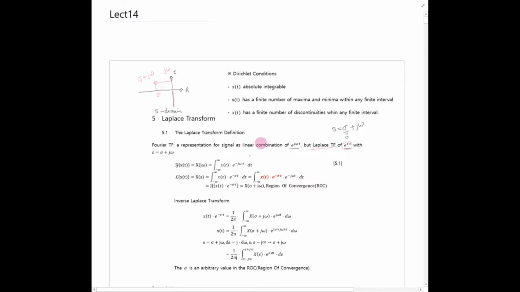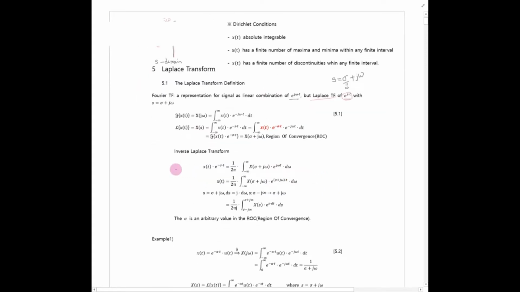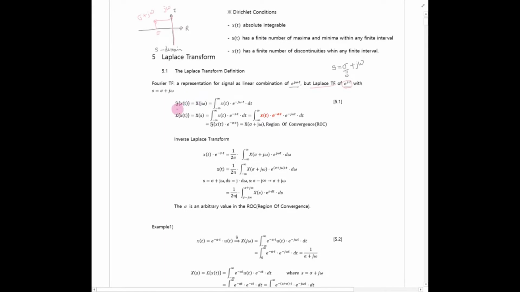Let's compare the Fourier transform and the Laplace transform. Here is the Fourier transform definition of x(t). X(j omega) is expressed by x(t) times e to the minus j omega t, and we take the integration over the whole time, from minus infinity to infinity. This gives the Fourier transform.